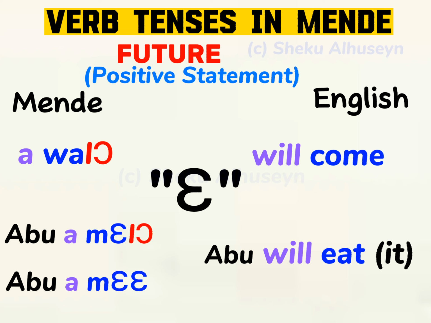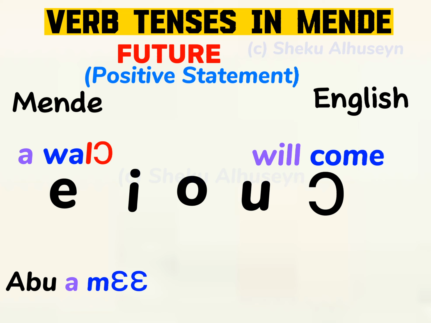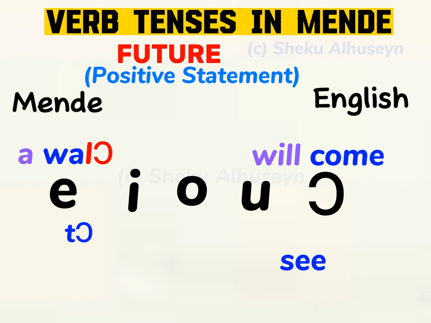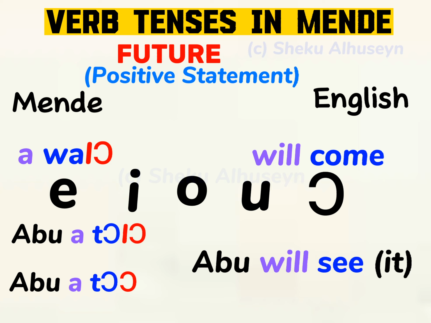But if the verbs end in the sounds e, i, o, u, we only remove the L sound when we elide it. But the o remains. For example, to, which means to see, tolo becomes to. Abu ato. Abu atolo becomes Abu ato. That is, Abu will see it.